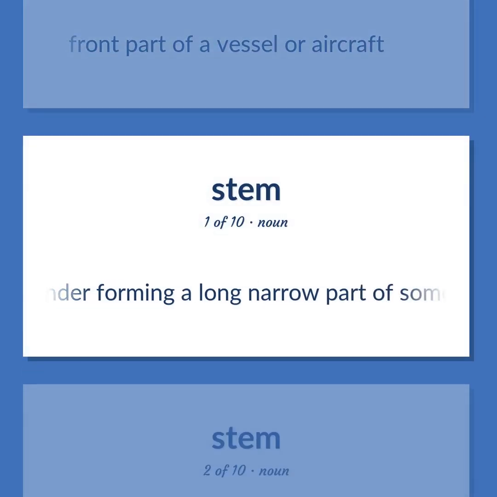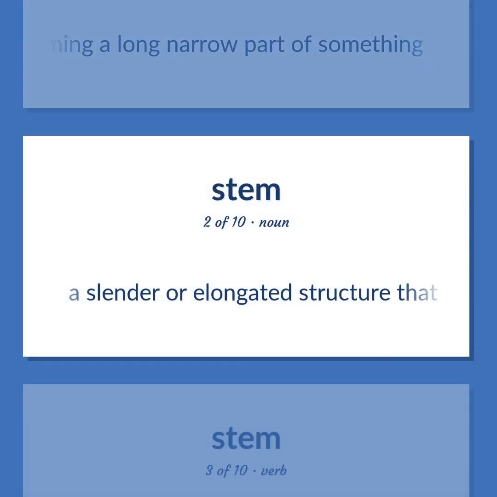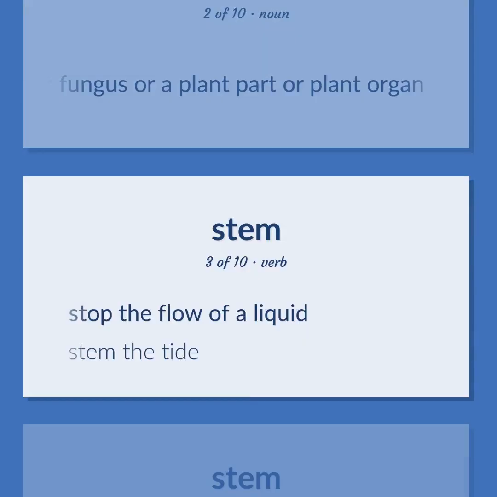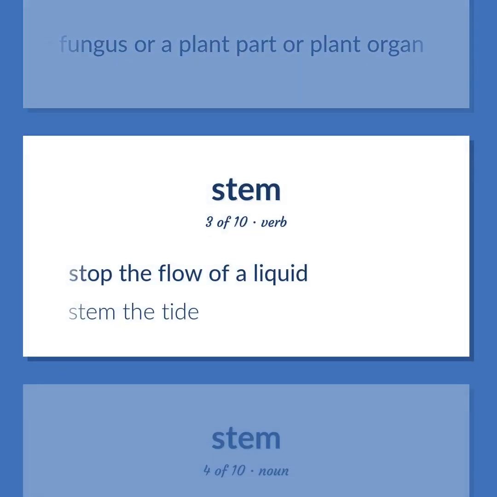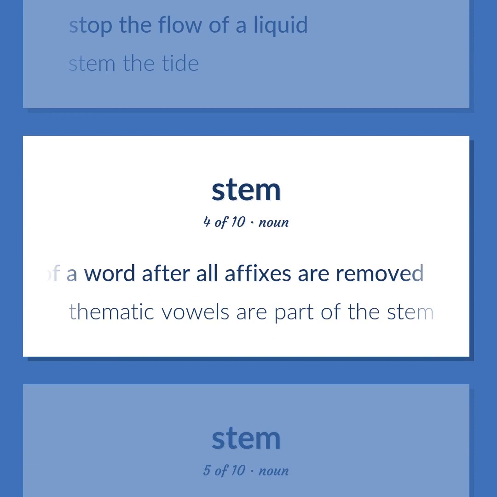Cylinder forming a long narrow part of something. A slender or elongated structure that supports a plant or fungus or a plant part or plant organ. Stop the flow of a liquid. Stem the tide. Linguistics, the form of a word after all affixes are removed. Thematic vowels are part of the stem.